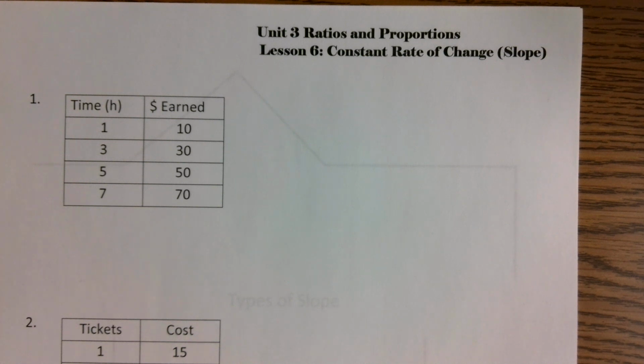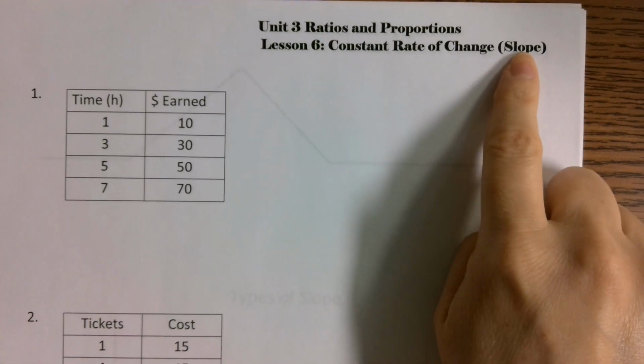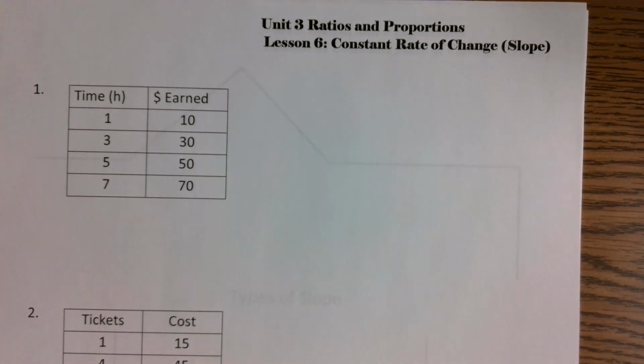All right, so for today, guys, we're going to be talking about constant rate of change. A constant rate of change is also known as the word slope. So when you get up into 8th grade next year and start taking Algebra 1, or for some of you who might be just going into the pre-algebra class, the 8th grade algebra class, it is going to be referring to things as slope.